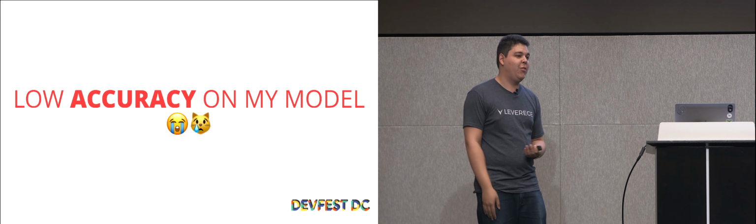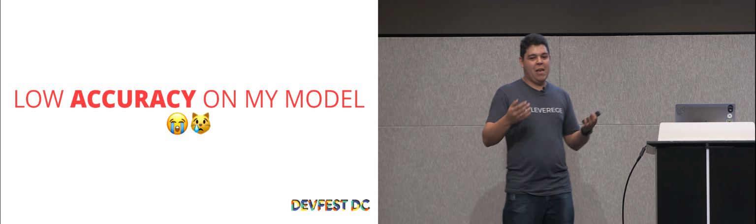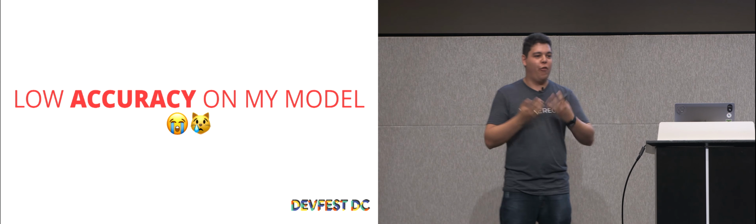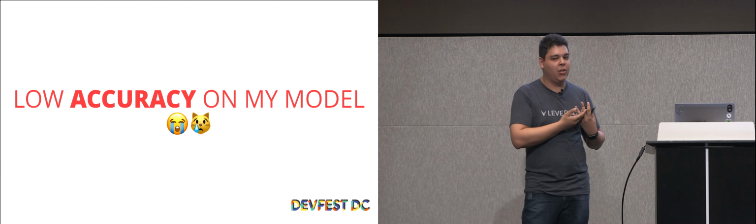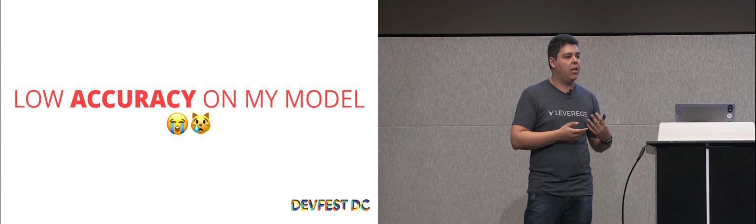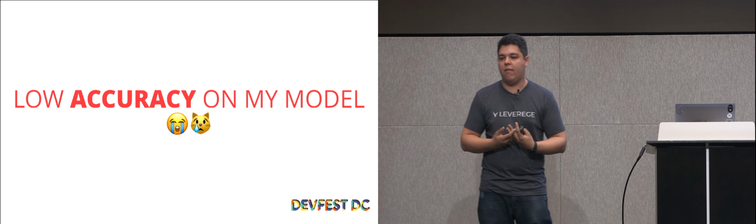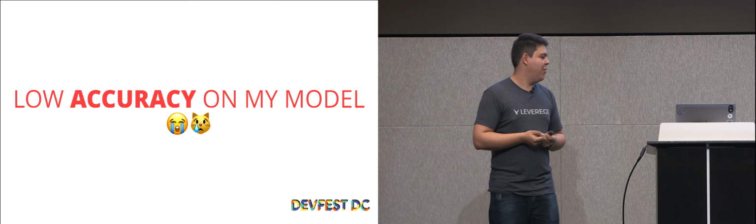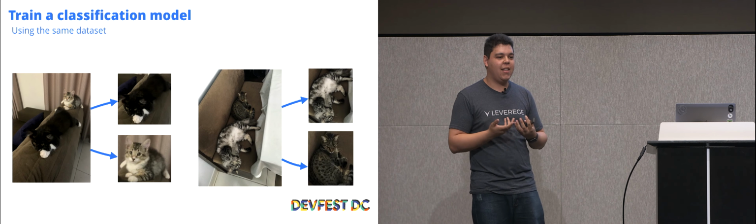But I have bad news, because my custom object detection model didn't work at all, because unfortunately for an object detection model, I still need to have at least 1,000 images to get good results. So I was like, oh my God, I'll not be able to track my cats. I need to fix this. So I got an idea.